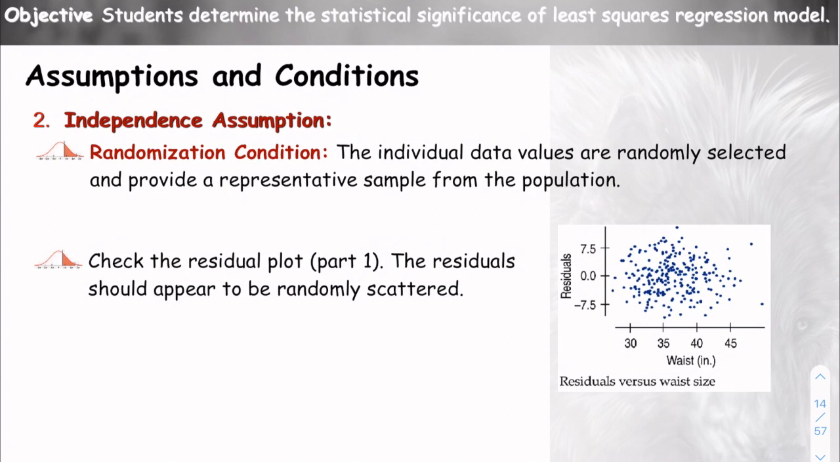So the individual data values are randomly selected and provide a representative sample for our population. And we do this by checking the residual plot to see that there should be no pattern. So the residuals should appear to be randomly scattered.